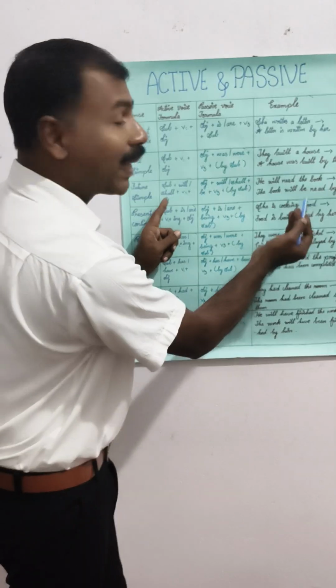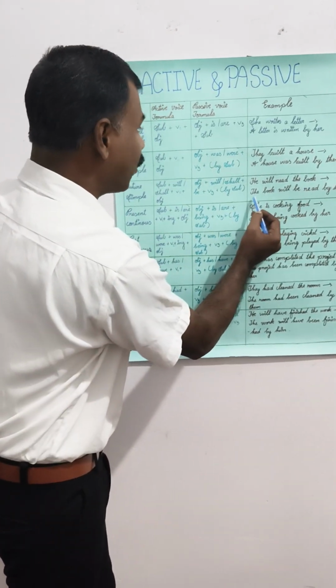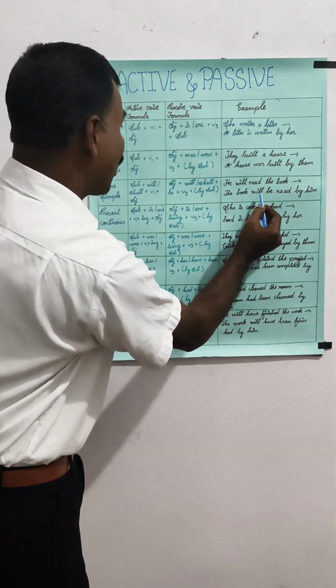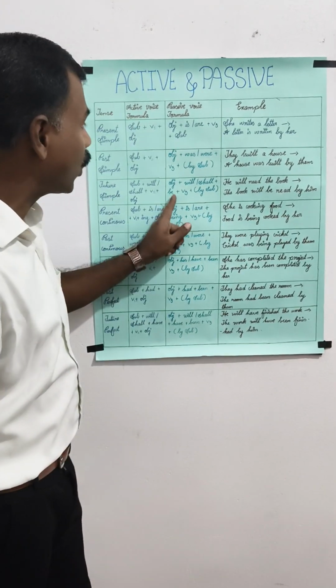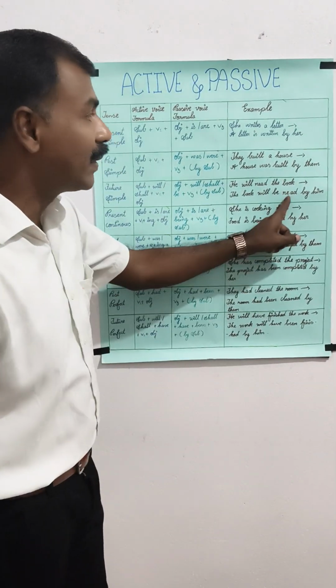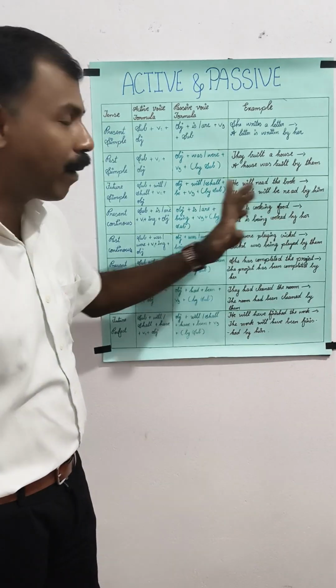So next, when we are changing active voice into passive voice, we have to take the object. Object will become subject. So the book will be. Because after will, we have in the formula be. So will plus be plus V3, read by him. The book will be read by him.